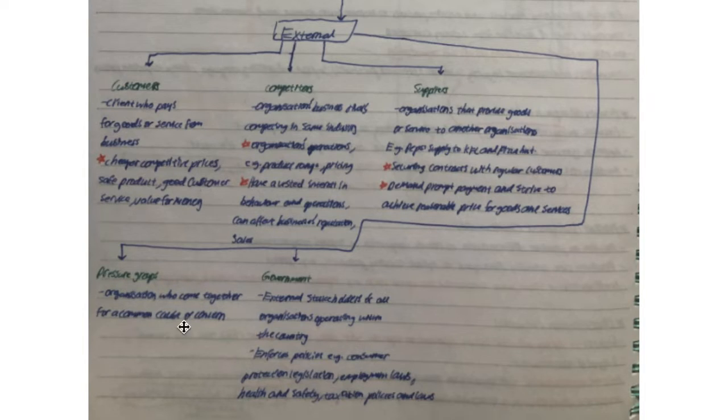So next up, we have pressure groups. Basically, an organization that comes together for a common cause, which they would most likely want to achieve a goal together for the company or towards the company, opposing or agreeing with the company's mission, vision, or some proposal they have made. And finally, we have the government of the country.